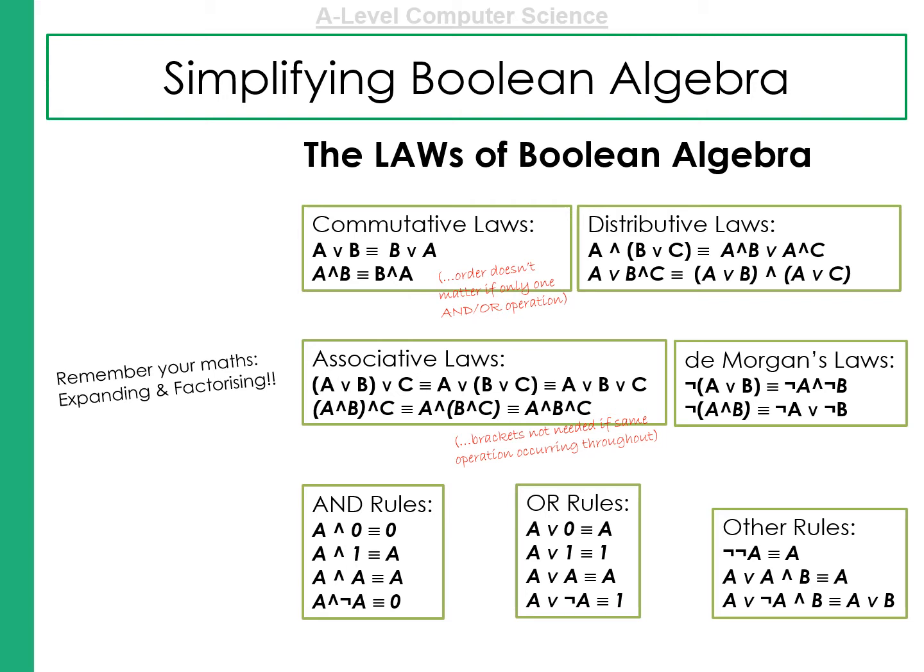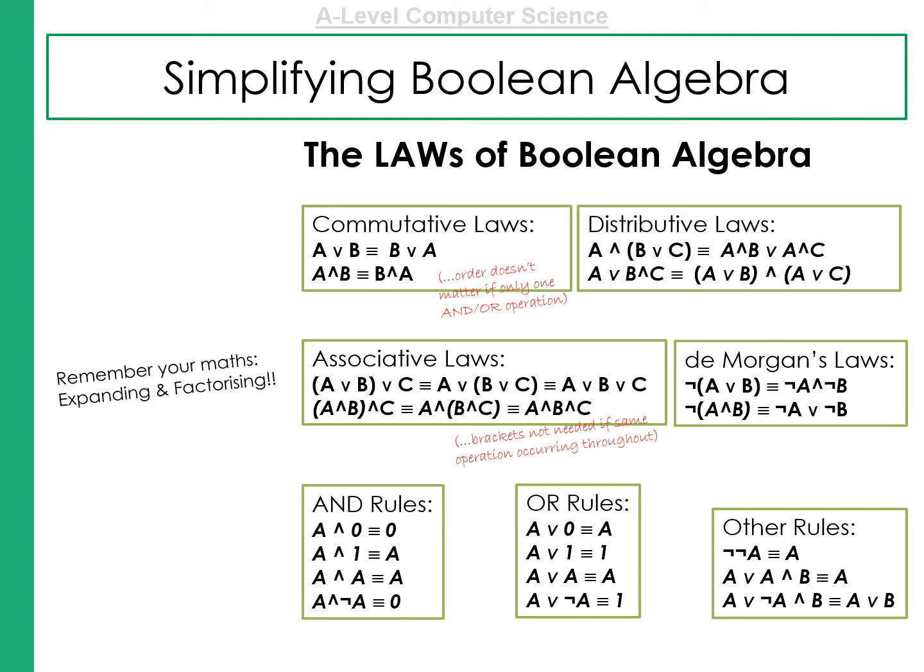Now there are a few other rules here. De Morgan's law says that if we've got a not outside a bracket, we can reverse the sign and add a not to both of them. So you can see not (A or B) gives not A and not B. And De Morgan's law also tells us that not (A and B) is equal to not A or not B.